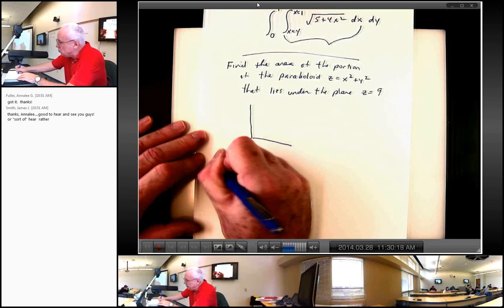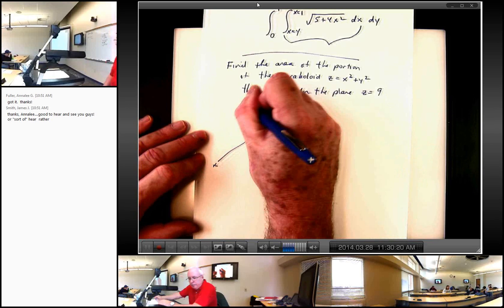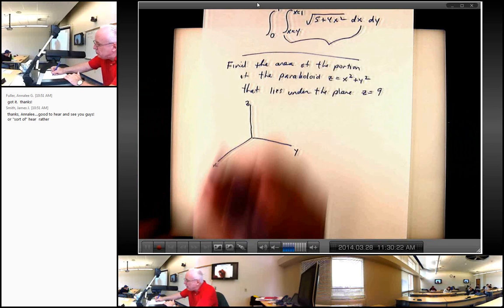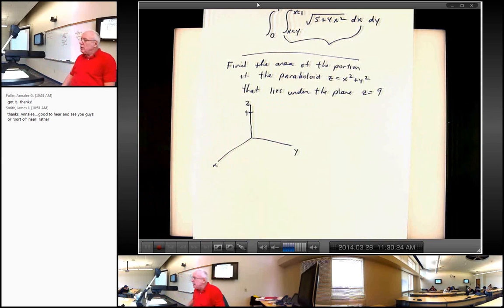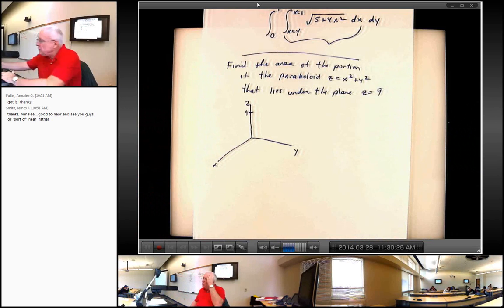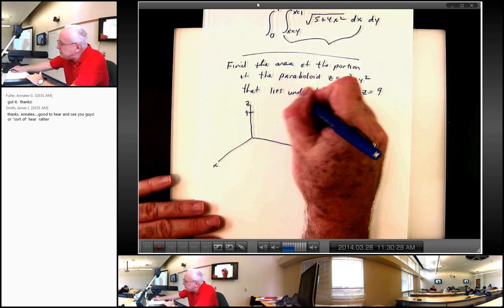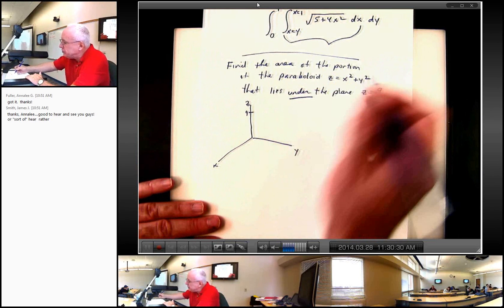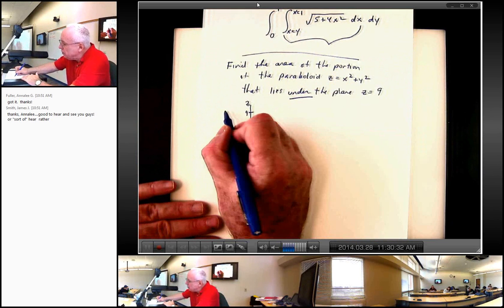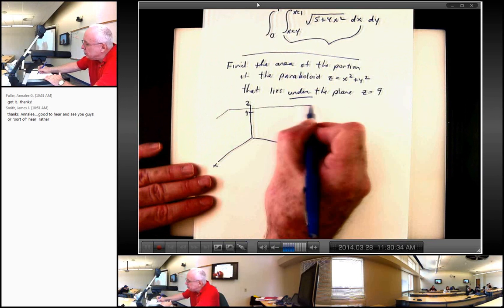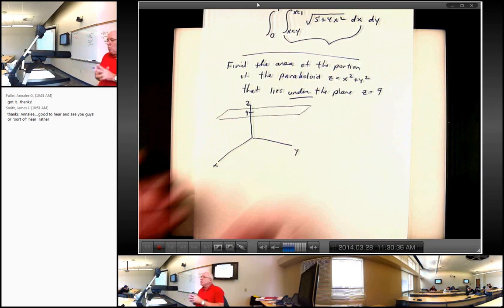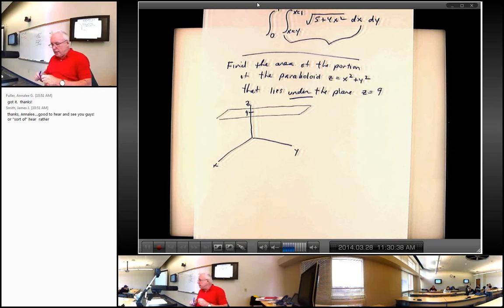Here's x, y, and z. Now, right here, this is where z is equal to 9. So this thing, you have to carefully read this, that lies underneath the plane z equals 9. So right here, we would have this plane that goes in both directions where z is equal to 9, okay?